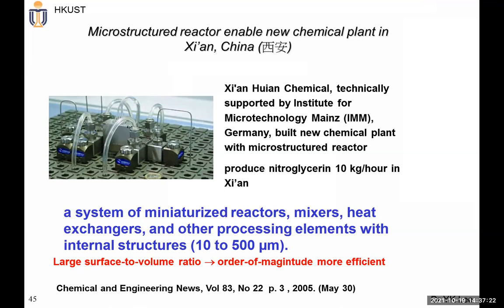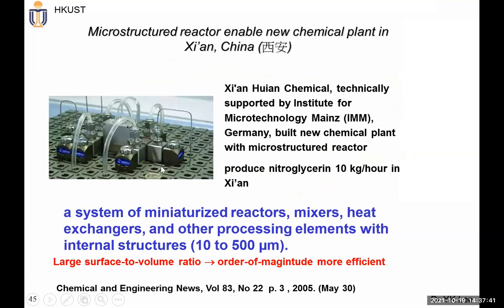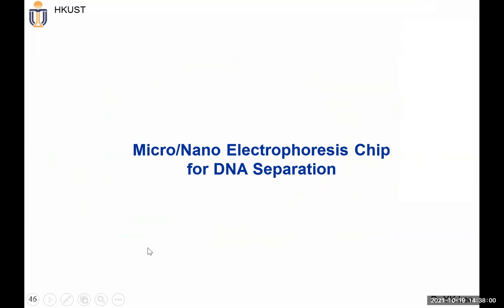And then, as I mentioned in the previous slide, for this kind of chemical engineering process, we want good heat transfer and also good mass transfer. So this microstructure reactor is really trying to create a large surface to volume ratio, so that it can do the chemical reaction engineering in a much more efficient way. So that is something quite important.